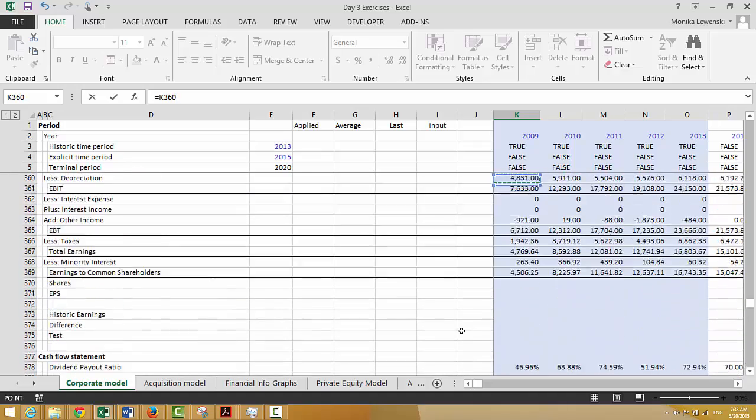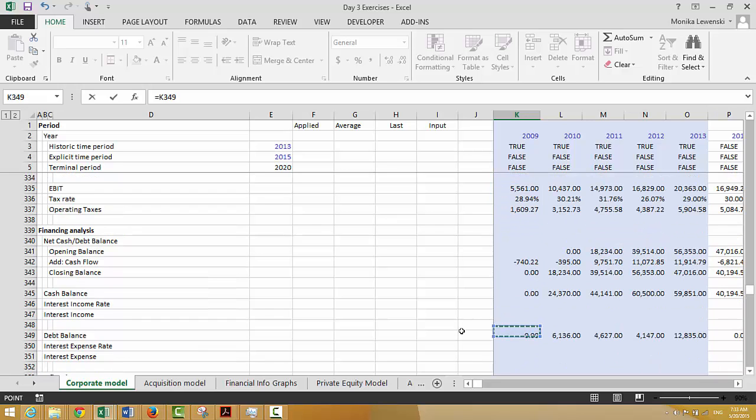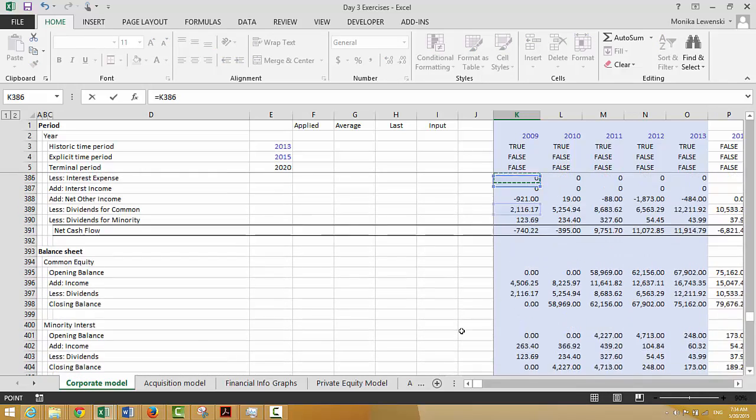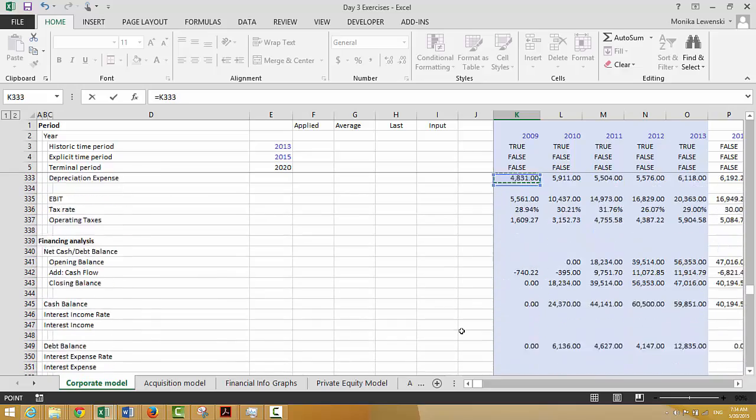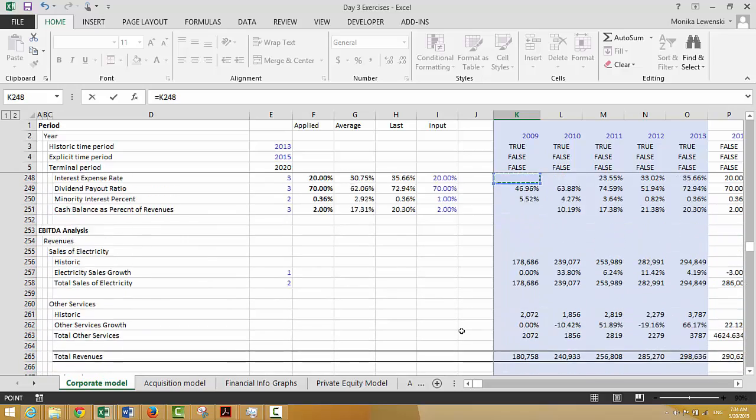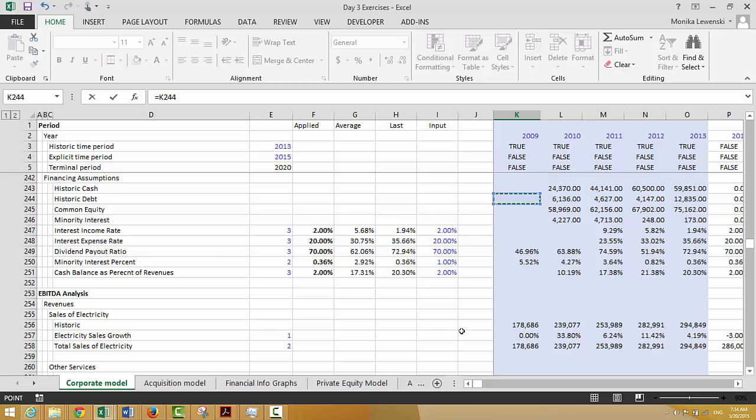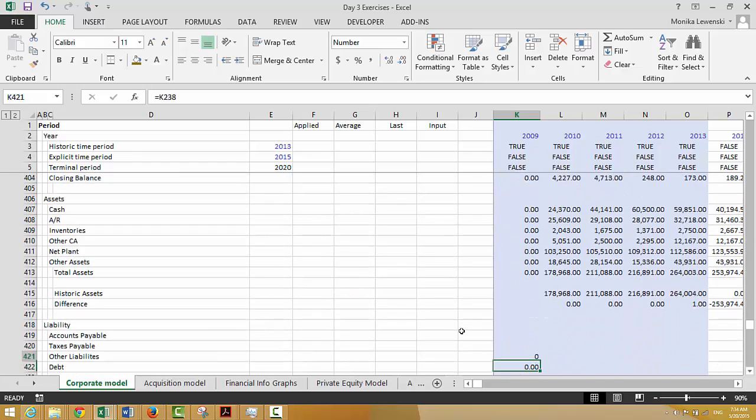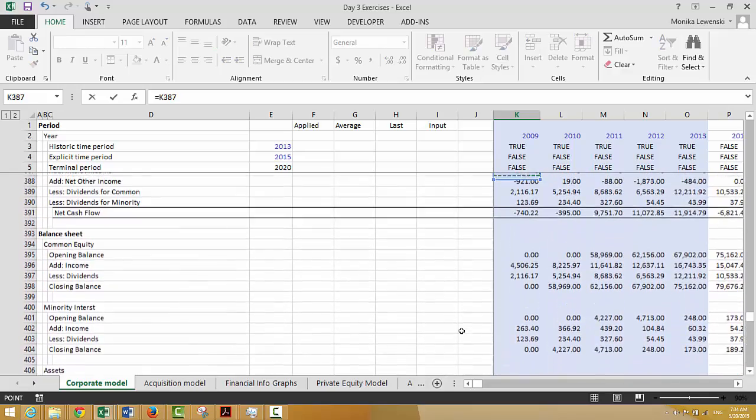Where is the debt balance? Just right here. And then the other liabilities, that's a tricky one. That's going to be in the assumption section, so I'm going up to check the assumption section. Other liabilities. Okay, and then let's put the taxes payable, and that's, again, this time you go to the working capital section.